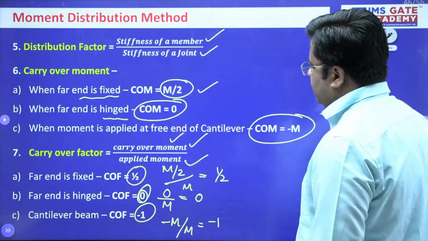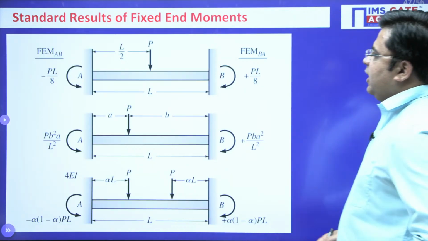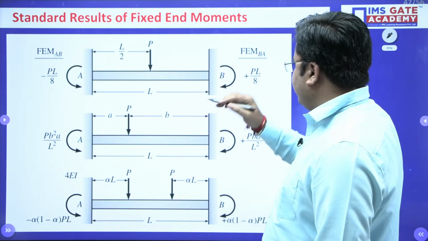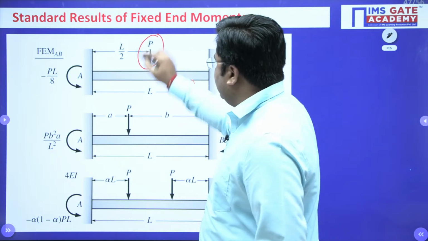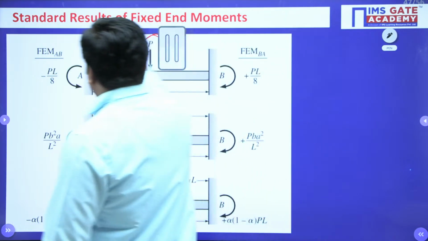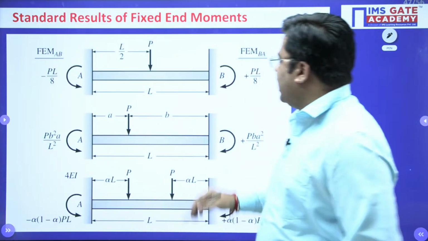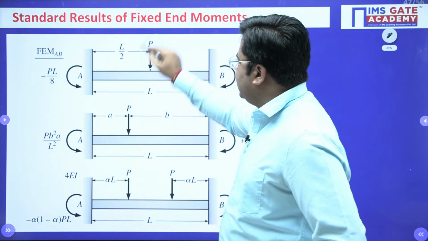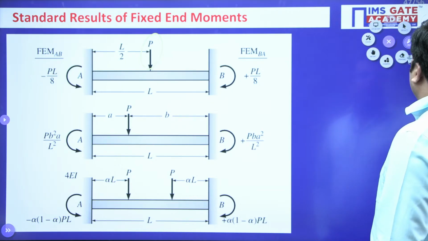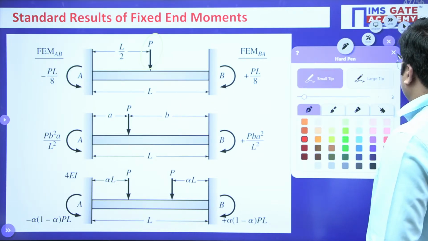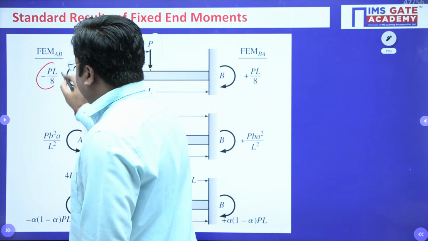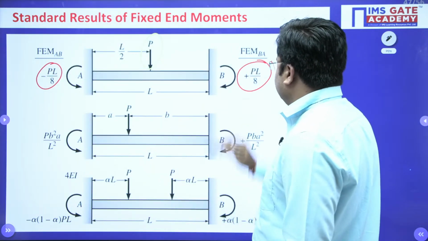Moving on with this, these are some of the standard results for the fixed end moments, right? If you have a fixed beam, your fixed end moment can be calculated for a vertical load like this. When you have a beam and you need to calculate the fixed end moment due to this central vertical point load W, it can be calculated as minus PL by 8 and PL by 8. This is your fixed end moments, right?